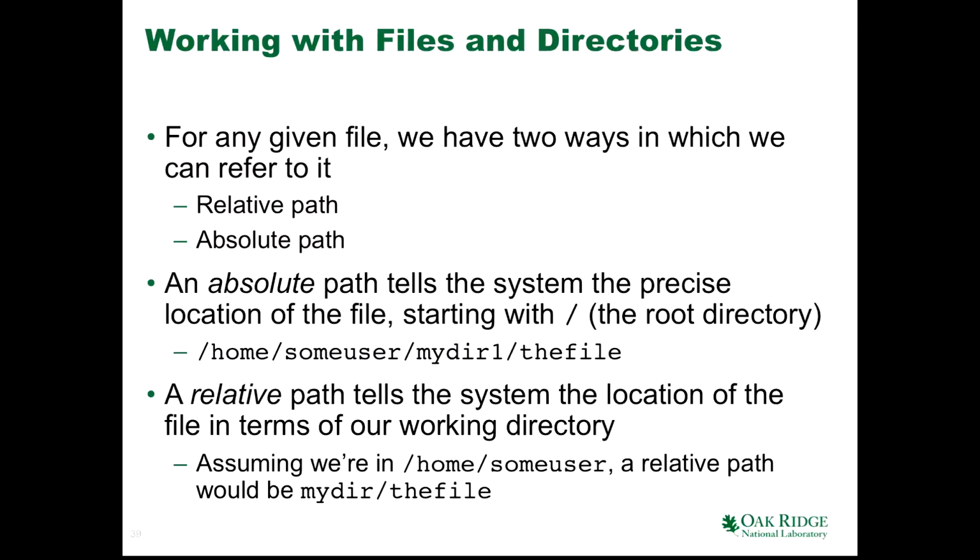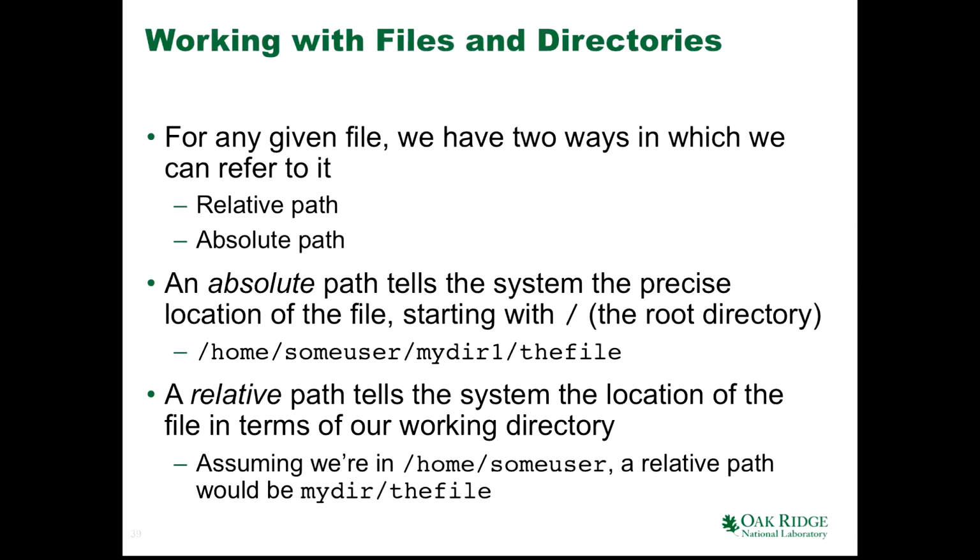When we're working with files and directories, I mentioned earlier we have two different ways to refer to a file, what's called a relative path and what's called an absolute path. The absolute path, as the name somewhat implies, tells you exactly where to find something. So you don't need to know anything about where you're currently located. This gives you the roadmap directly from the beginning of the file system all the way to the file. And you see the example there.